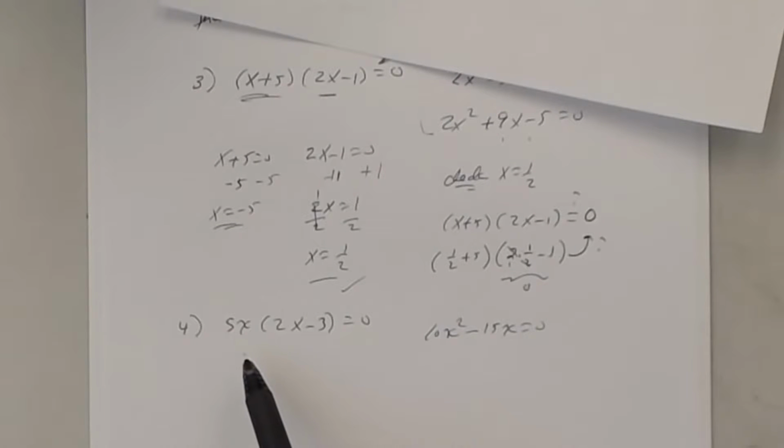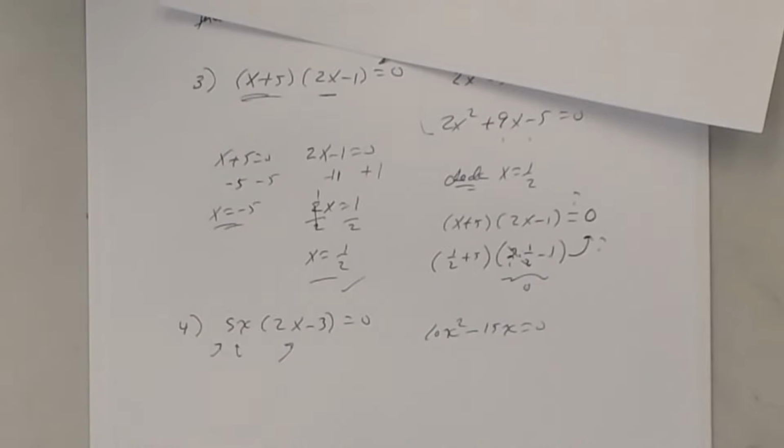Now, technically, there are really 3 factors here. Because when I read it, I don't say 5x. I say 5 times x times what? 2x minus 3. So your factors are 5, x, and 2x minus 3. Those are your factors. So I have 3 factors whose product is 0. So that means one of them has to be 0, right?